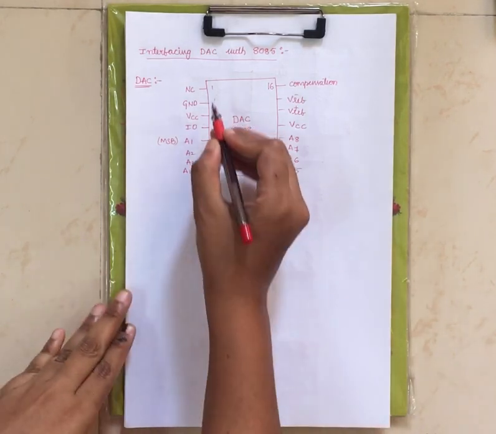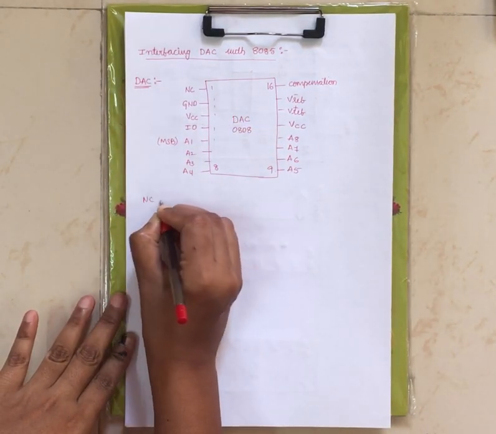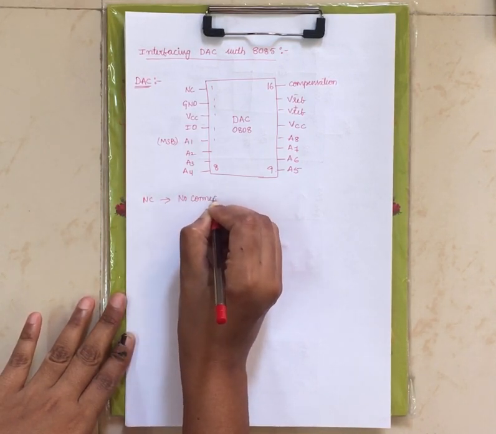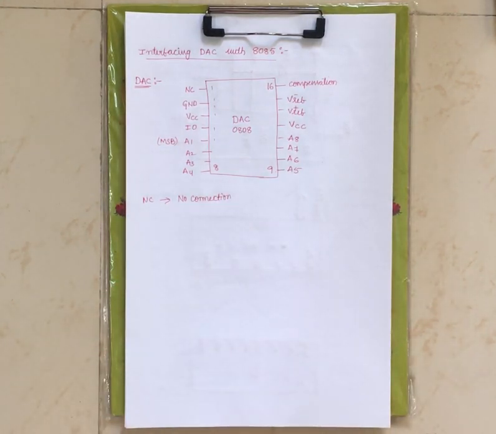Now coming to the first pin, you have NC. What does NC indicate? This indicates no connection. NC indicates no connection. Now for every IC there will be two pins which are common. What are those? One is ground. Ground pin you will observe in every IC. Similarly VCC: power supply of plus 5 volts is provided at the VCC pin. These two pins are common for every IC.